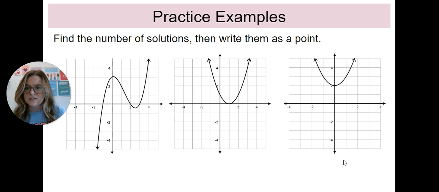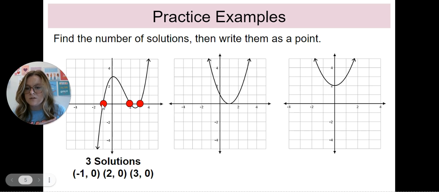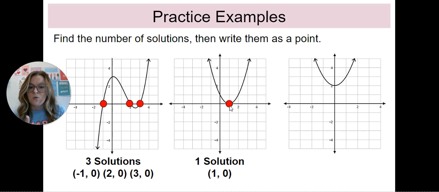So we're going to look at a couple practice examples. So this says find the number of solutions, then write them as a point. So number 1 here, we're going to count. Remember, solution means where does it cross the x-axis? 1, 2, 3 times. So it has 3 solutions, and those solutions are at the points (-1, 0), (2, 0), and (3, 0). So we're going to write them as points down here. All right, this guy only touches it once, so we have 1 solution, and it is at (1, 0). This guy does not cross the x-axis, so we're going to say no solution.